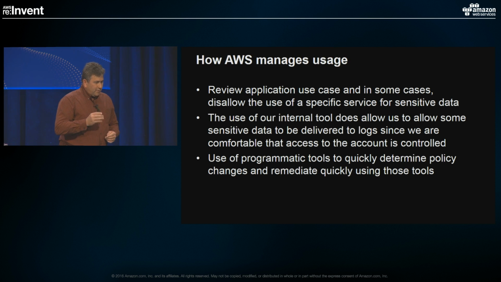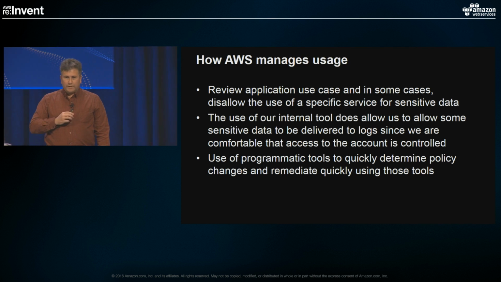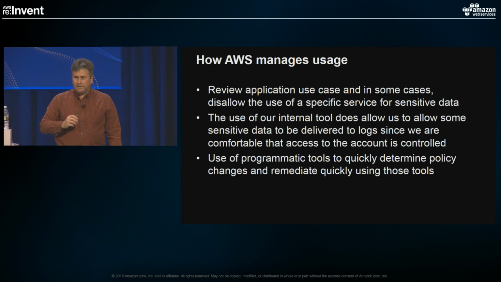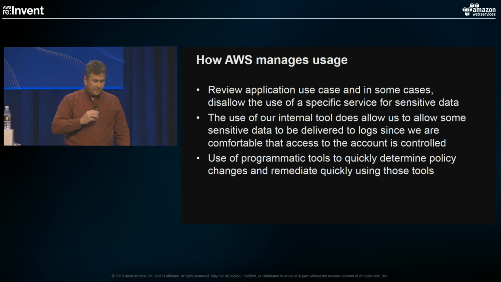So how do we manage usage? Review the application use case, and in some cases, disallow the use of a specific service for sensitive data. Now, I know there's a lot of customers that are doing that now, right? You got a certain application, a certain data set. We're not going to let you do X, right? Well, let me say that that's probably something that you'll see more of, right? As that other thing that I talked about, organizations start to mature, giving you that capability to do that more in an automated fashion, right?